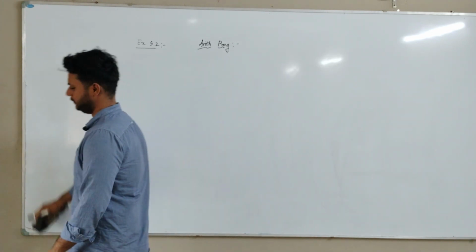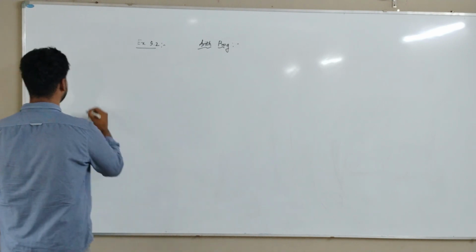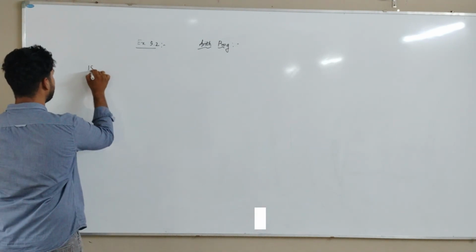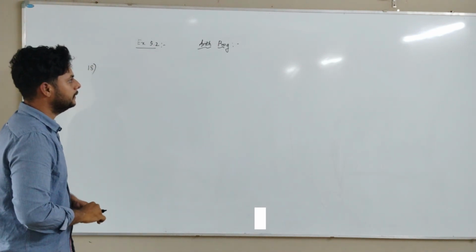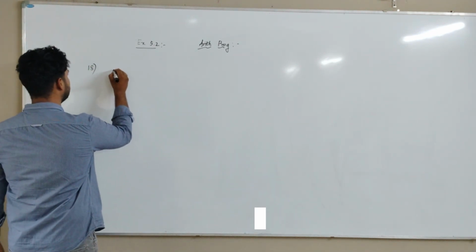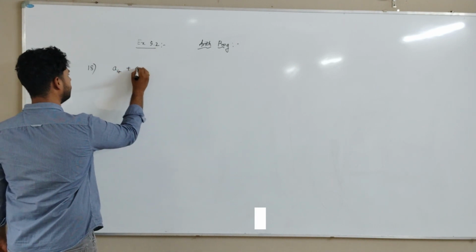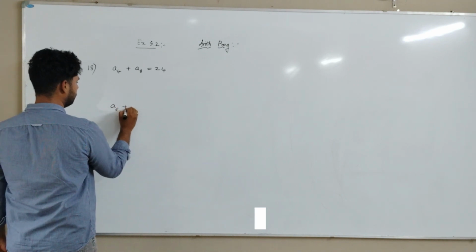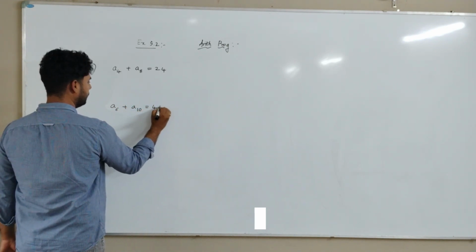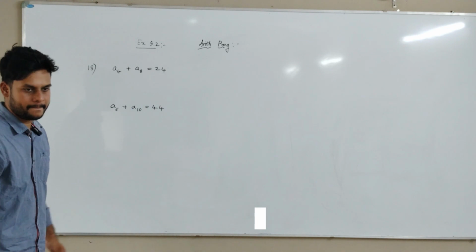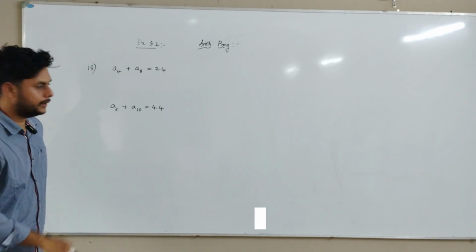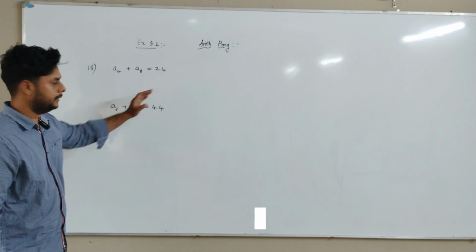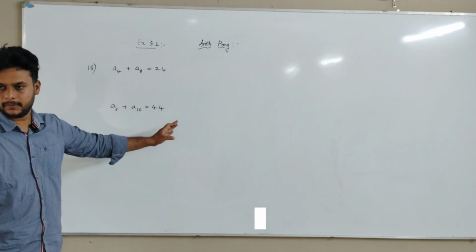Okay, read next. 18. The sum of the 4th and 8th term of an AP is 24, and the sum of the 6th and 10th term is 44. Find the first 3 terms of the AP. Directly I wrote in equation format. The sum of the 4th and 8th term is equal to 24. The sum of the 6th and 10th term is equal to 44.